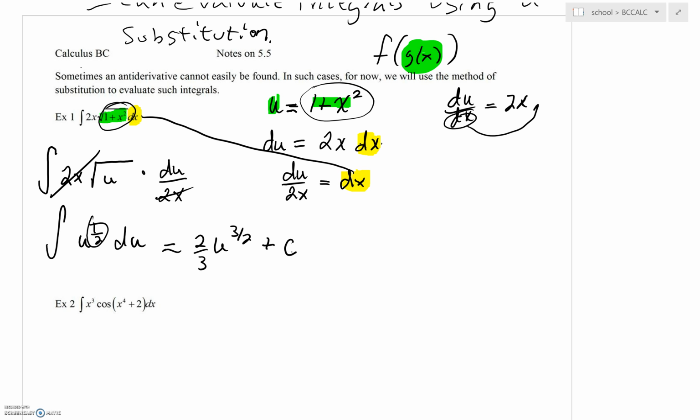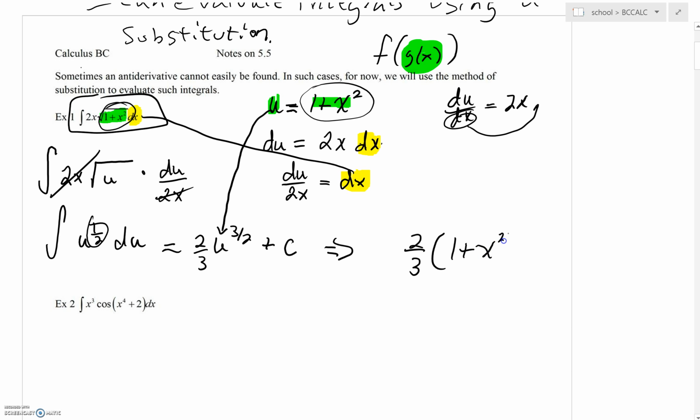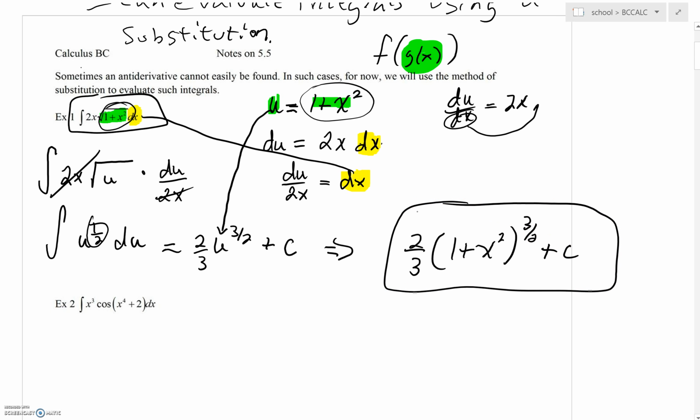Your friend very quickly would say, are you doing the same problem that I'm doing? My problem has x in it. Well, you know what? We're going to have to resubstitute back in to finish this off. Your final answer: u is really 1 plus x squared. And this is all raised up to the 3/2 power plus c, and that's your final answer.